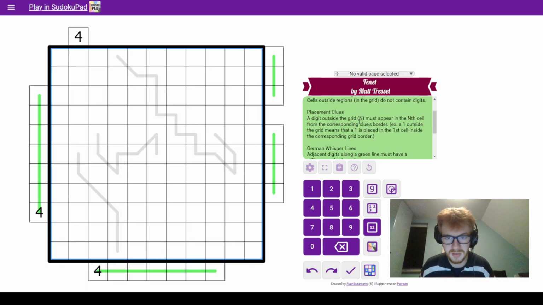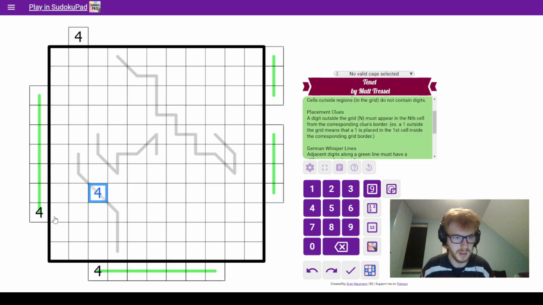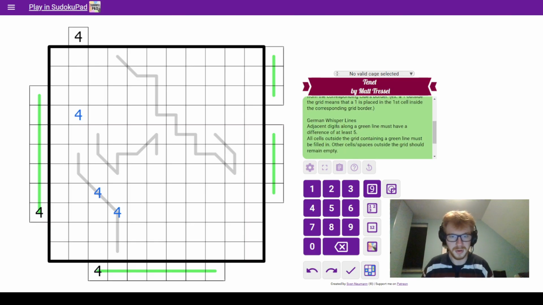Placement clues. A digit outside the grid n must appear in the nth cell corresponding to the clue's border. A 1 means in the first cell. Okay, so this 4 means 1, 2, 3, 4, that's a 4. And that means that that's a 4. And that means that 1, 2, 3, 4, that's a 4. Well, let's read all the rules first. German whispers: adjacent digits along a green line must have a difference of at least 5. All cells outside the grid containing a green line must be filled in. Other cell spaces outside the grid should remain empty.